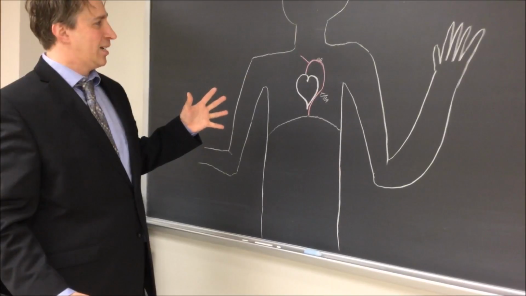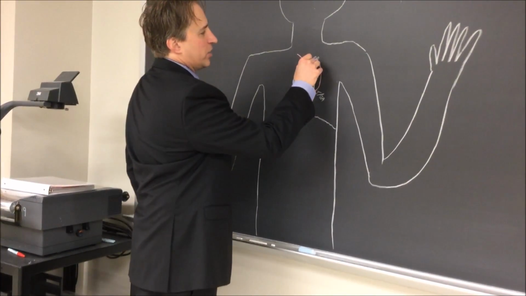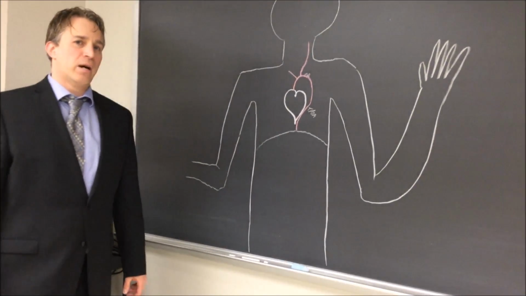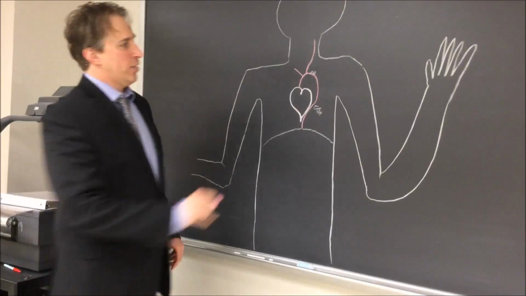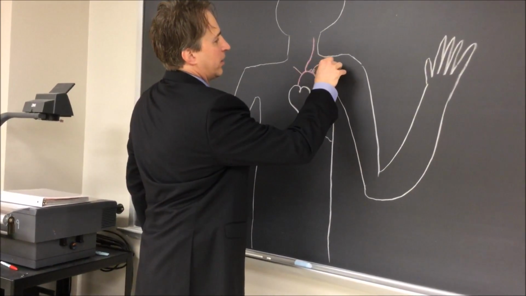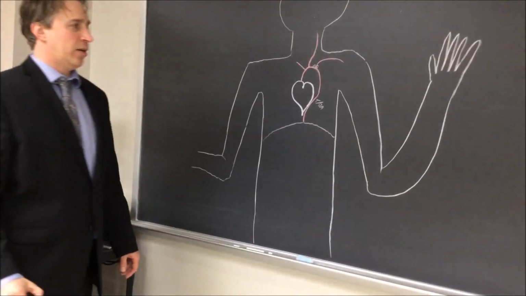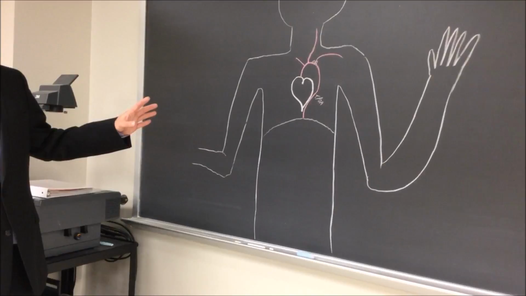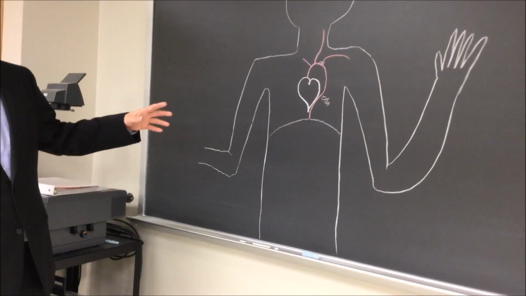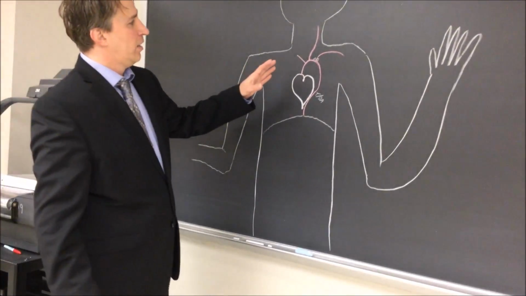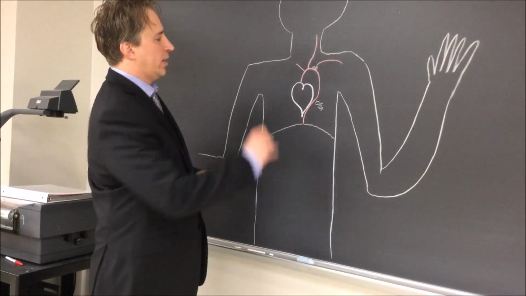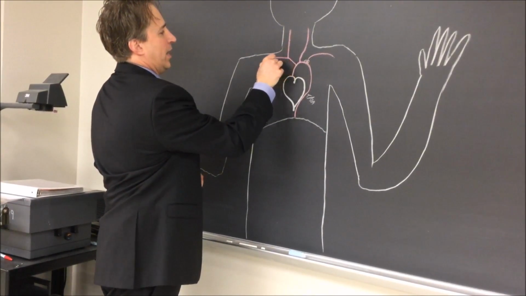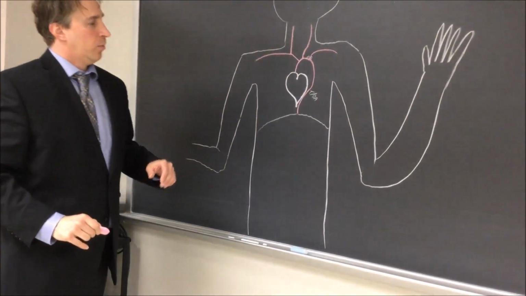Different authors, different ways. The second branch coming off is in the middle here. It's going up on the left, and we have the left common carotid artery. The third branch coming off is going over here under the clavicle, the left subclavian artery. So these are the 3 branches that are coming off of the aortic arch. We have the brachiocephalic artery, which now branches into the right common carotid artery and the right subclavian artery.